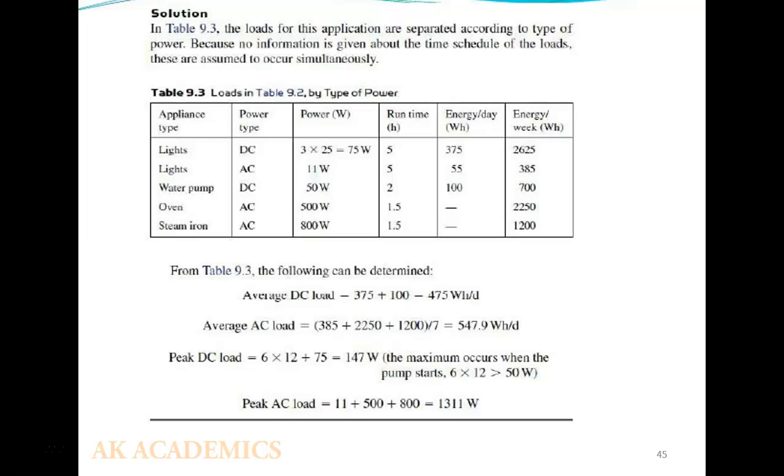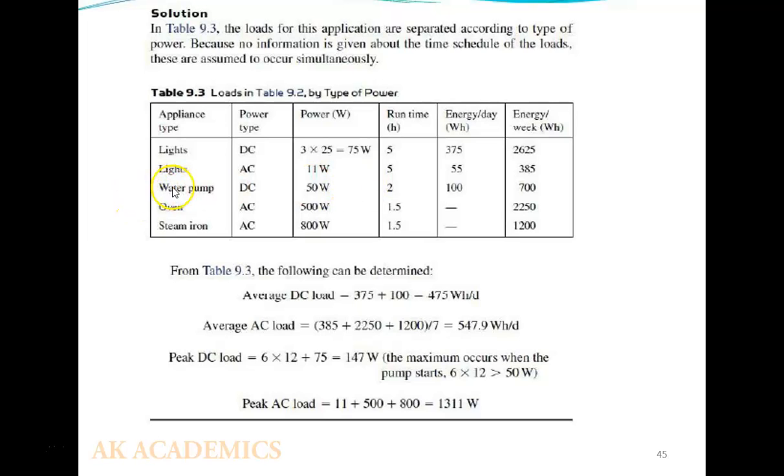If the PV is 12 volt and the starting current is 6 amperes for the water pump, then when we start the water pump, the power it will consume at that time will be the 6 amperes of current multiplied by the voltage. You remember, power is equal to current multiplied by voltage. So the peak DC load for the water pump will be that 6 ampere current multiplied by the voltage, which is 12. That gives us 72 watt.